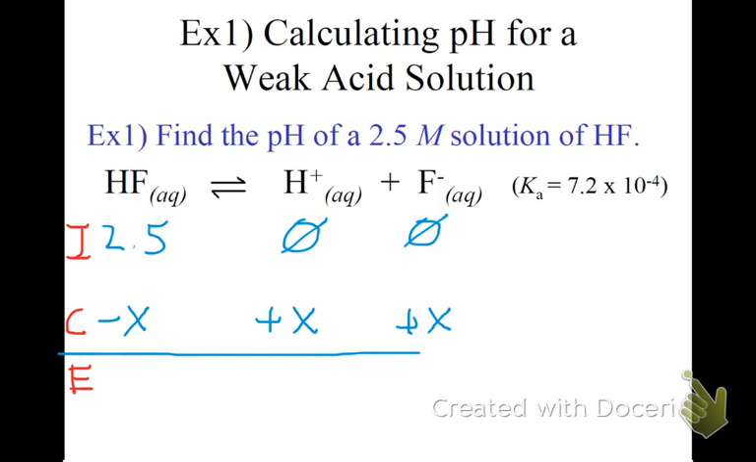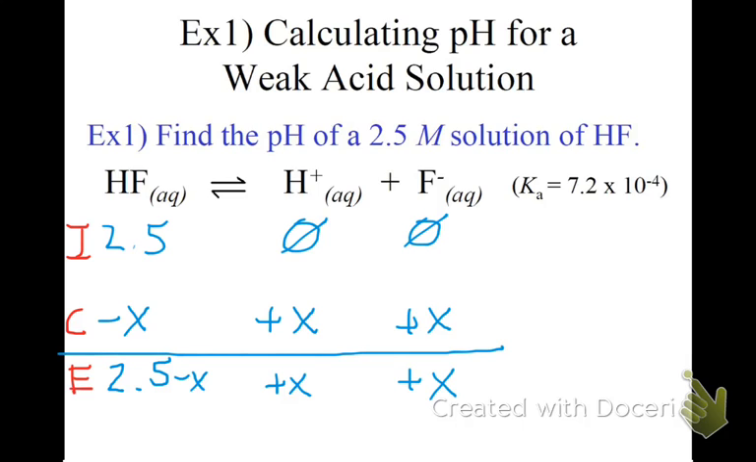Now, at equilibrium then, so once it reaches that perfect ratio where everybody's happy, it's going to equal a certain amount, and it's going to equal 2.5 minus x. So since HF starts at 2.5, decreases by x, that means at equilibrium it's going to be 2.5 minus that x amount. H+ starts at 0, increases by x, so at equilibrium it's going to be at positive x. F- starts at 0, it increases by x, so at equilibrium it will also be x.